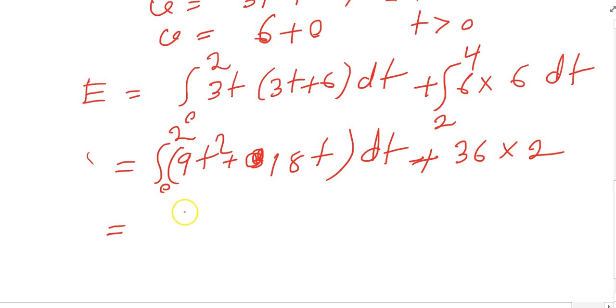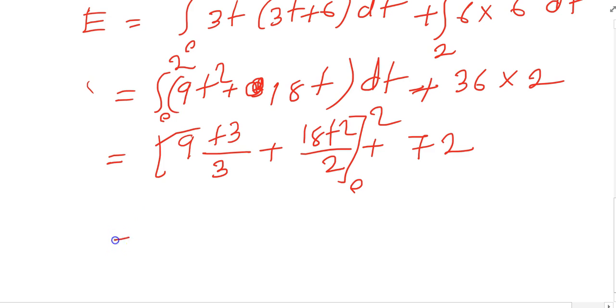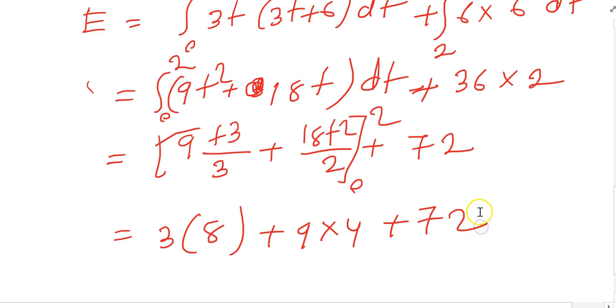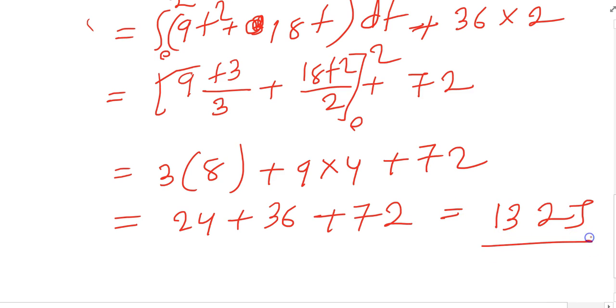From this we got 9t cube upon 3 plus 18t square upon 2 plus 72, limit from 0 to 2. So this term gives you 3 into 8 plus 9 into 4 plus 72. So finally 24 plus 36 plus 72, so 132 joule.